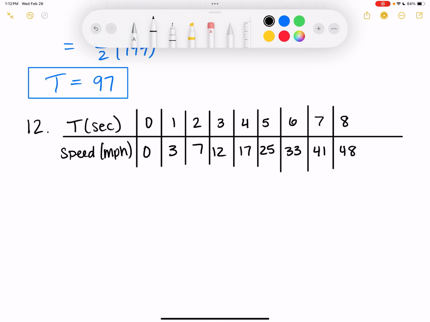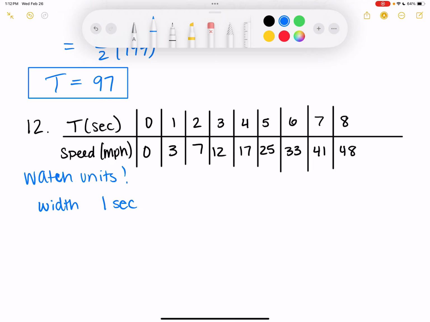Okay. A lot of numbers. So we've got to make sure we watch units. The width is 1 second, because there's 1 second between each of these.